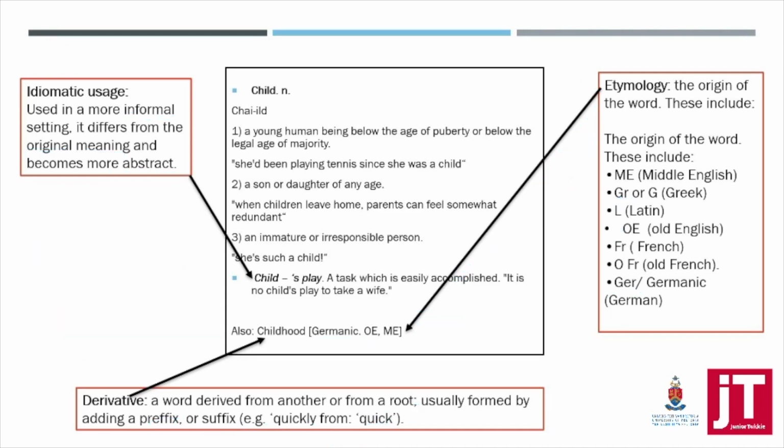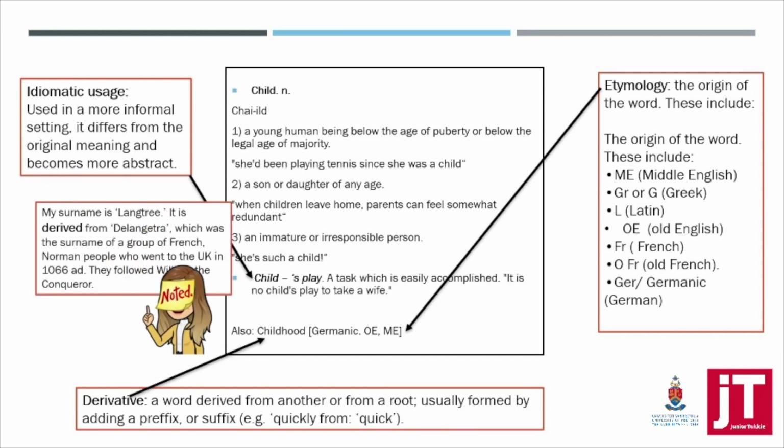Before we continue, I just have to tell you a really strange and random fact that I learned from my father when I was borrowing his old dictionary. My surname, Langtry, is derived from de Langetre, which was the surname of a group of French Norman people who went to the UK in 1066. That's the year. And they were following William the Conqueror. So probably go and ask your family, if you can, when you get home, where your surname is derived from, and see what they say, because it can be fascinating to know the origin of your special word, which is your surname.